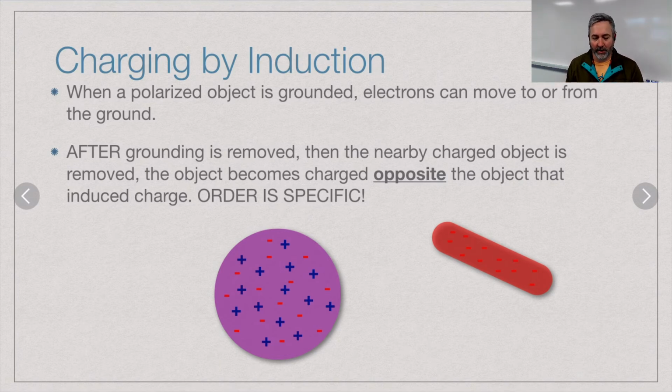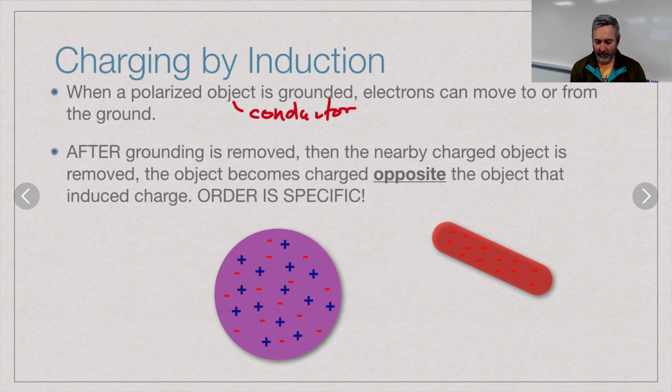So charging by induction happens when we have an object that can have charges move on it. So it should be a conductor. I should put conductor here. So electrons can move from it. And we ground that object.